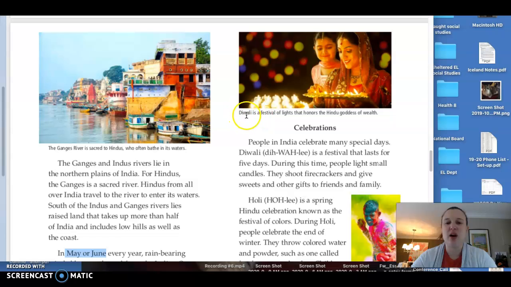This caption says Diwali is a festival of lights that honors the Hindu goddess of wealth. Celebrations. People in India celebrate many special days. Diwali is a festival that lasts for 5 days. During this time, people light small candles. They shoot firecrackers and give sweets and other gifts to friends and family. If you were in my class in trimester 1, you'll remember we learned about Diwali and we had a party for Diwali and Tihar. Tihar is the Nepali holiday, and Diwali is practiced more in India.